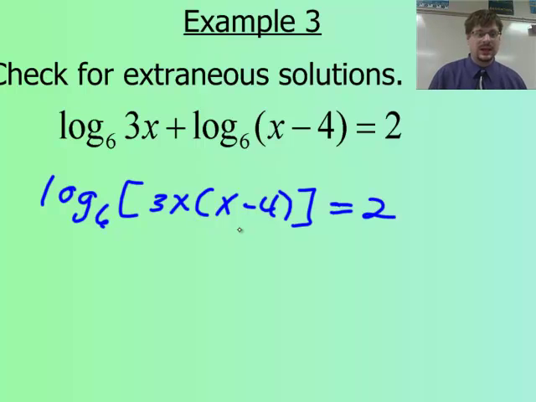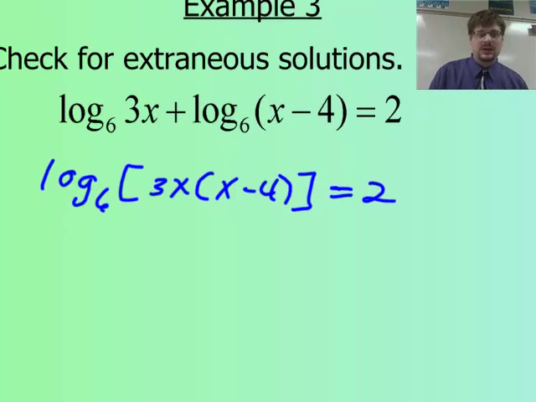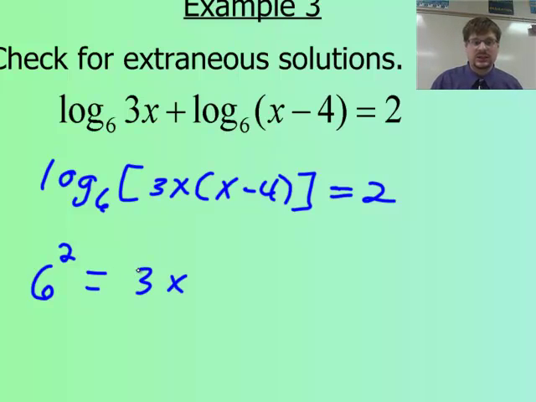equals 2. The easiest way to get rid of the log, and that's what we want to do, is to just convert this to exponential form. So the base here is 6, and remembering that the logarithm equals the exponent, the exponent in this case is going to be 2, equals 3x times x minus 4.